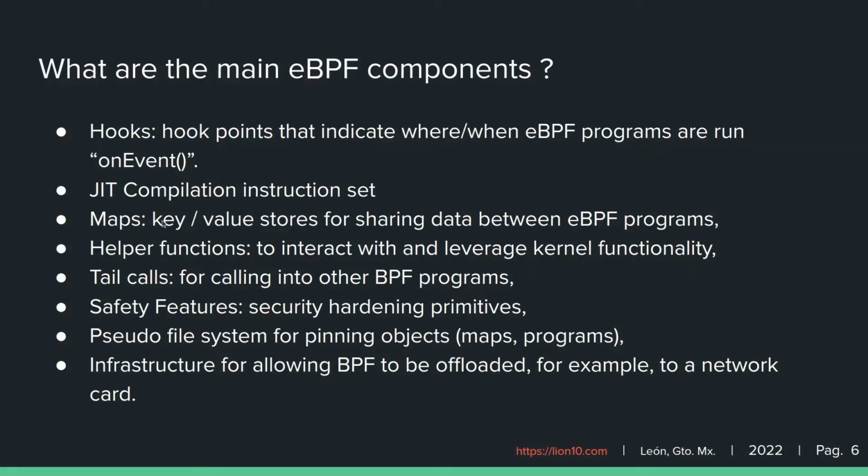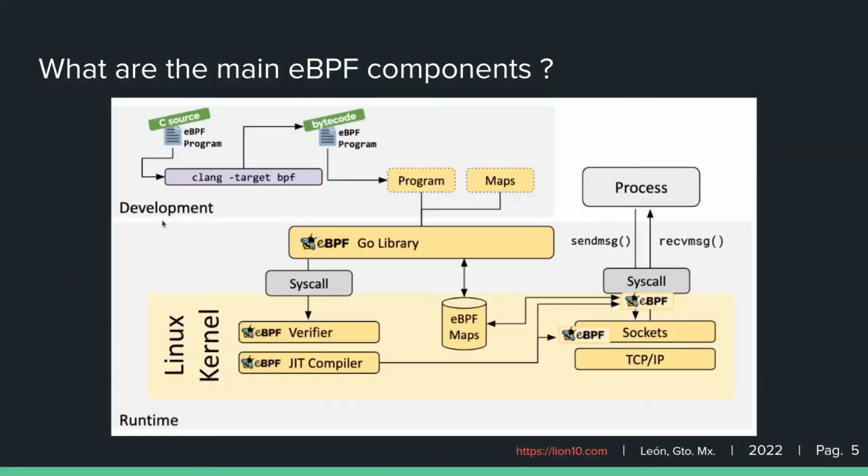Next we have a just-in-time compilation instruction set, which is right here. So what does this do? Whenever the desired hook has been identified, the eBPF program can be loaded into the Linux kernel using a BPF system call. This is typically done using one of the available eBPF libraries that we'll try to demo also.